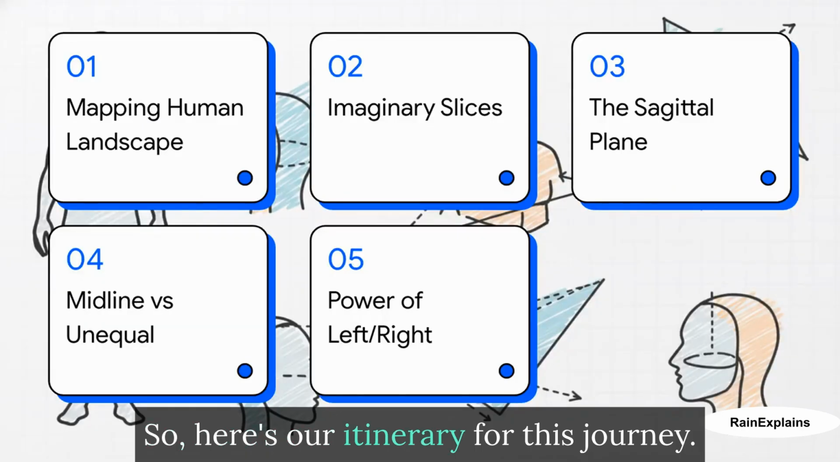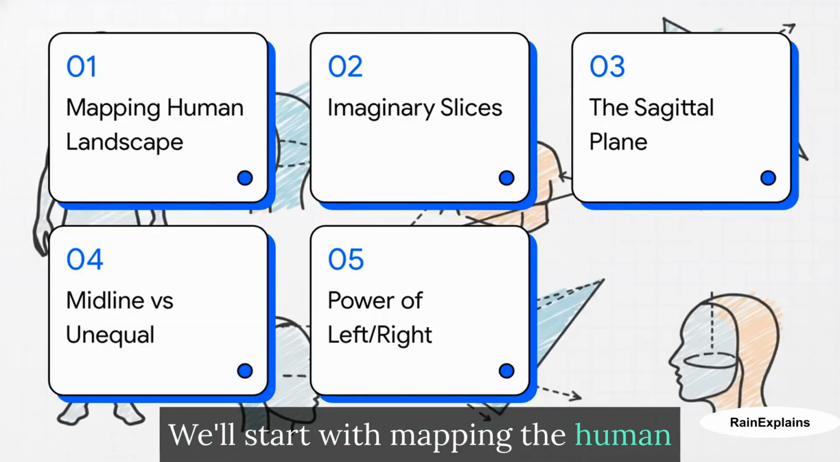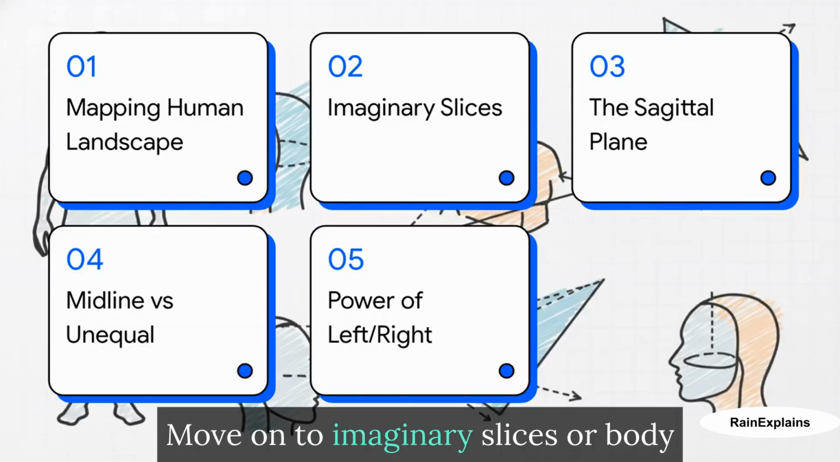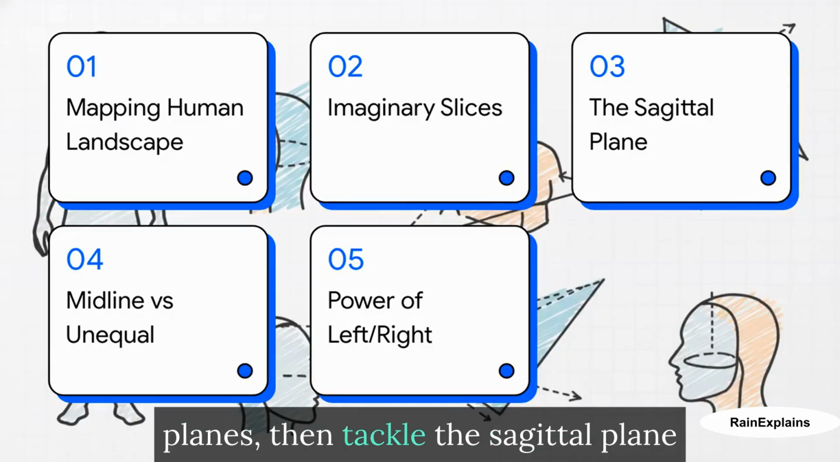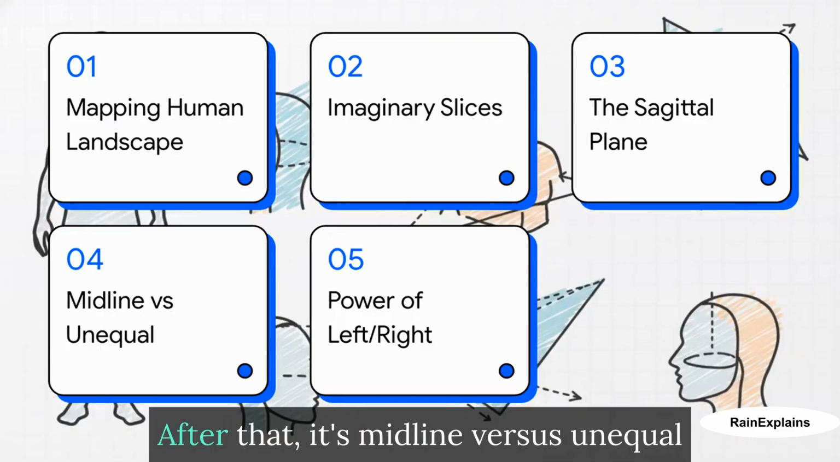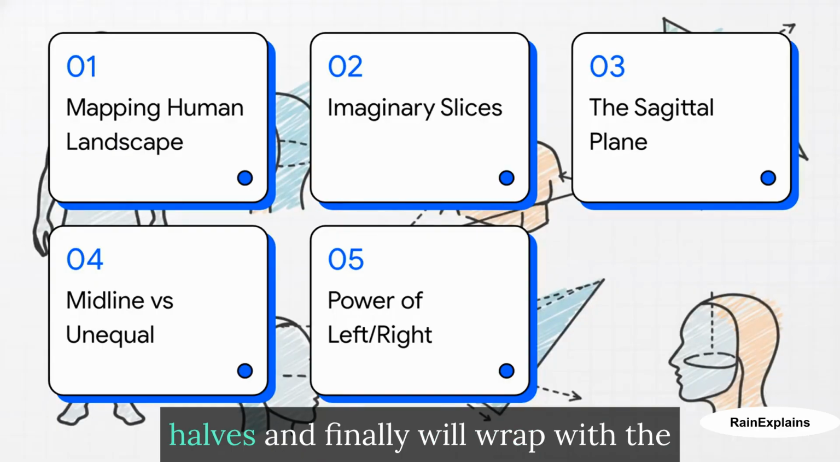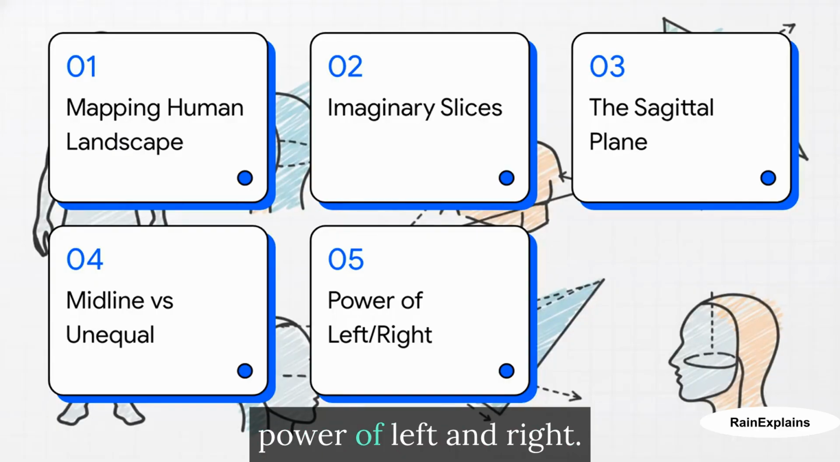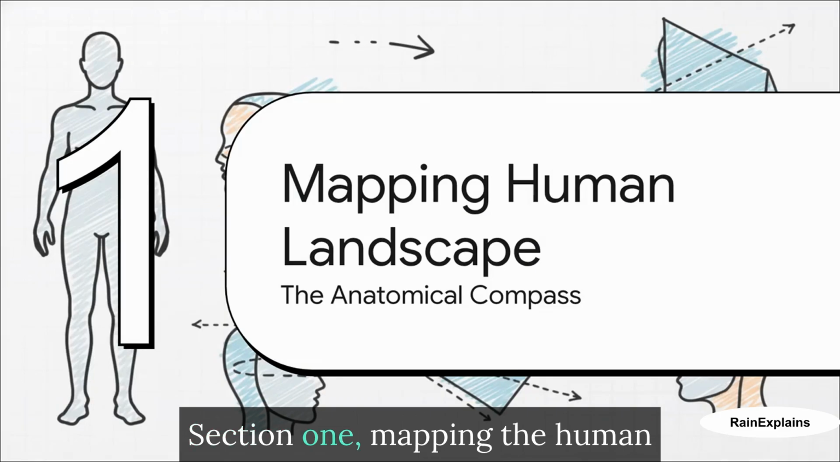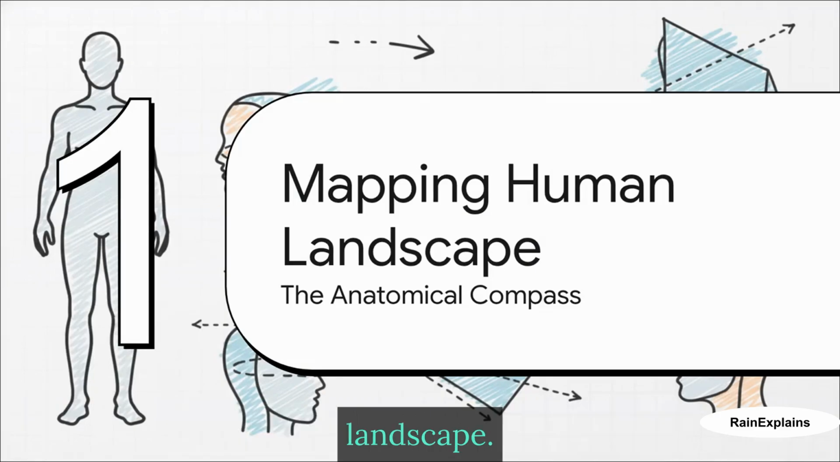So here's our itinerary for this journey. We'll start with mapping the human landscape, move on to imaginary slices or body planes, then tackle the sagittal plane explained. After that, it's midline versus unequal halves, and finally we'll wrap with the power of left and right. Section 1. Mapping the human landscape.